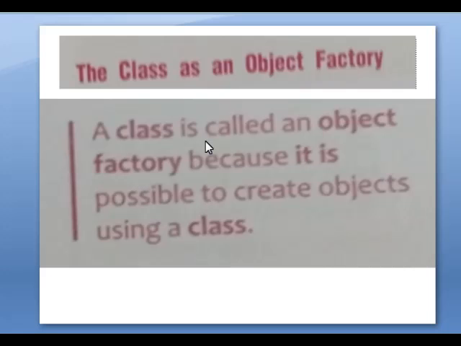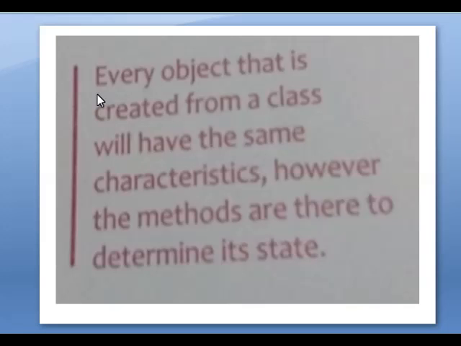The next one is why we call a class an object factory. A class is called an object factory because it is possible to create objects using a class. The class is able to create so many objects with characteristics and behaviors, so we call this class an object factory. Every object created from a class will have the same characteristics.